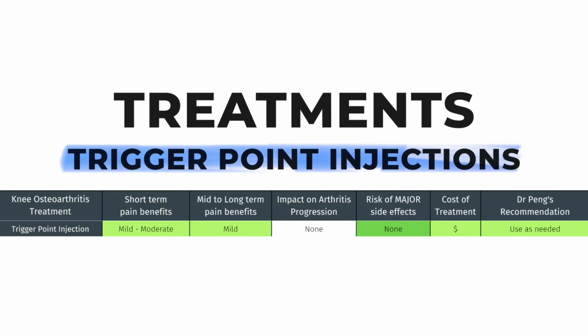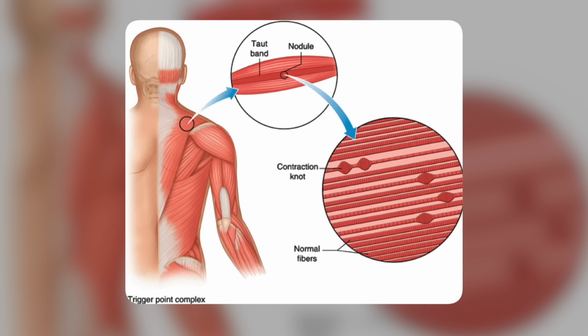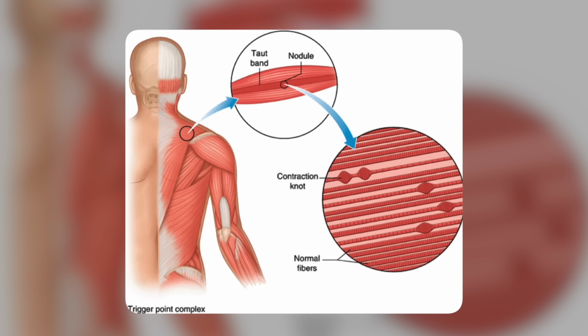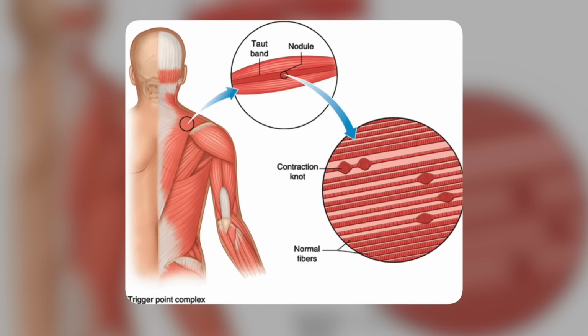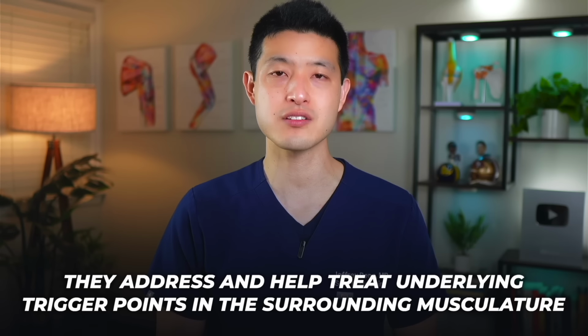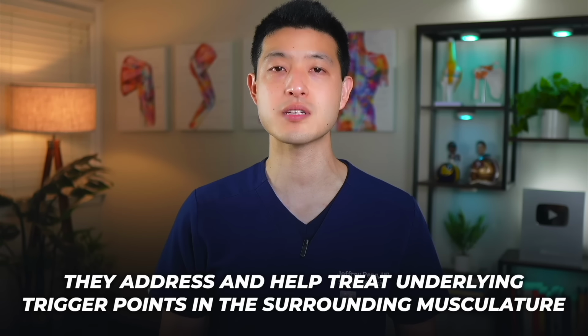The last injection option is trigger point injections around the knee. Trigger points are hyper-irritable bands of knotted muscle tissue and form as a result of underlying osteoarthritis. These muscle knots restrict range of motion and contribute significantly to functional limitations and stiffness. One of the primary reasons exercise therapy can be so effective in those with knee osteoarthritis is that it addresses and helps treat underlying trigger points in the surrounding musculature.